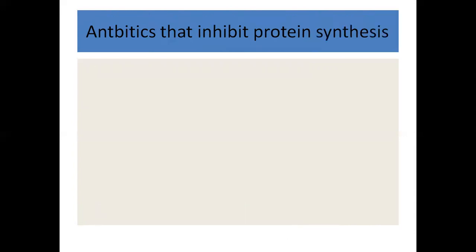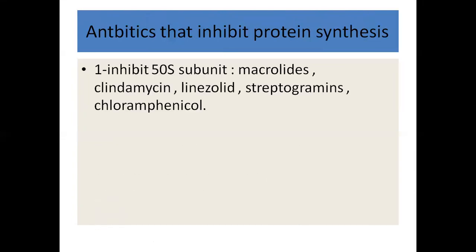Antibiotics that inhibit protein synthesis, these are the last group. Number one, those that inhibit the 50S ribosomal subunit are the macrolides, clindamycin, linezolid, streptogramins, and chloramphenicol.